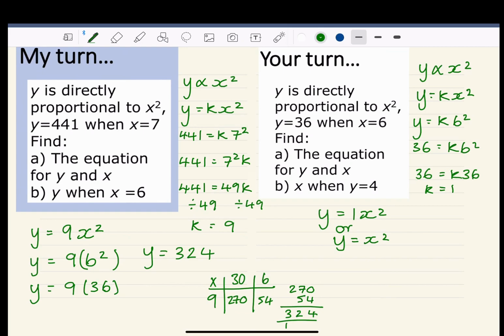Now, I know for part B, I've got y is equal to x squared. Y is 4, 4 is equal to x squared. This is a nice simple one. However, if you weren't sure, you then square root 4 to give you x. Square root of 4 is actually 2, so 2 equals x. Use these examples to answer the next set of questions.